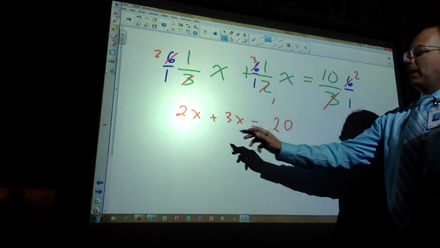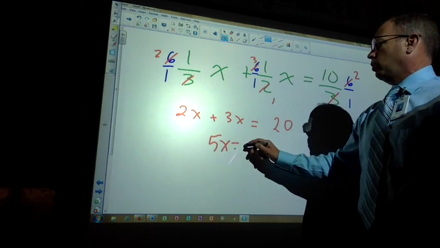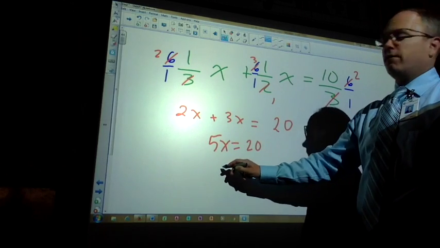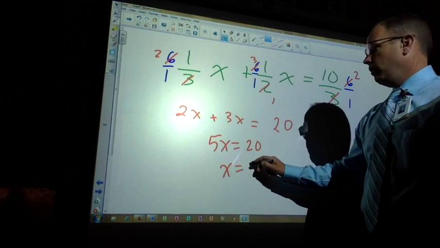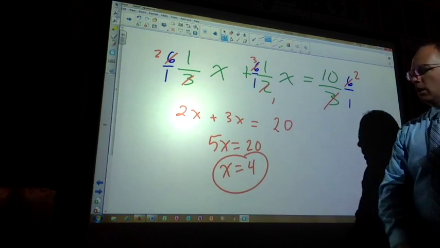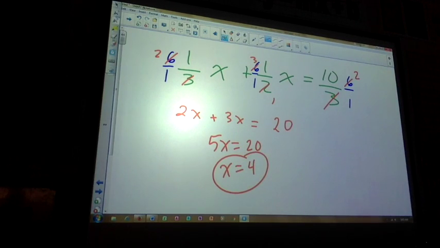Then you can combine like terms. I get 5x is equal to 20. Divide by 5, and I get 4. I don't know about y'all, that's a little bit easier than making 1/3 and 1/2 into 5 over 6, and then multiplying by the reciprocal of 6 over 5.